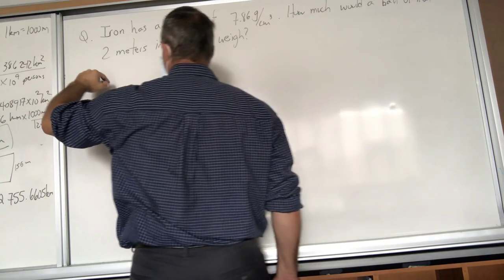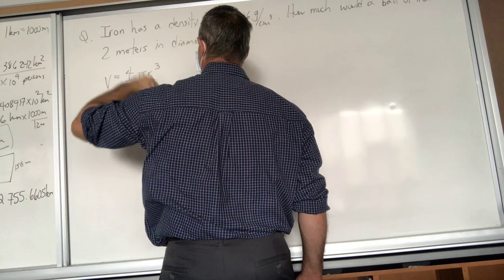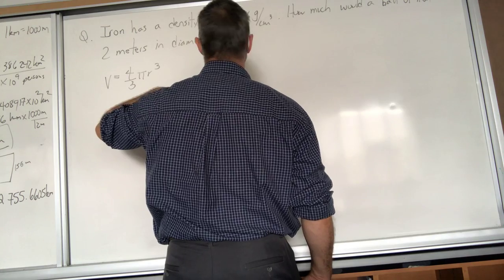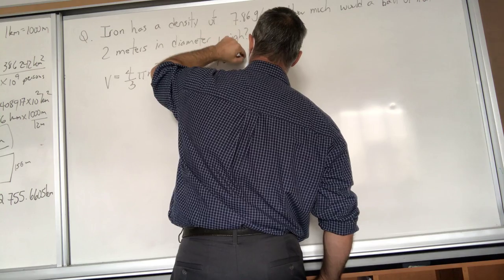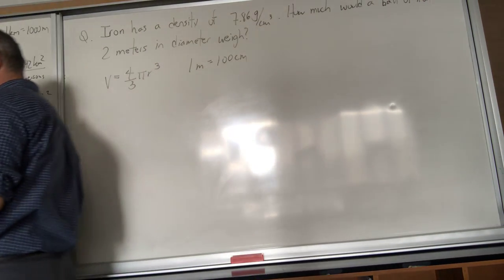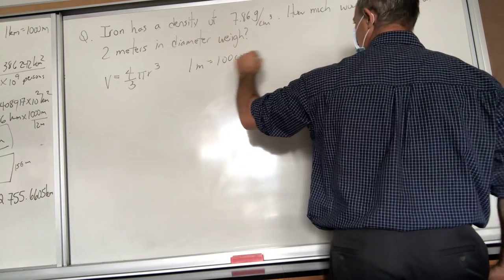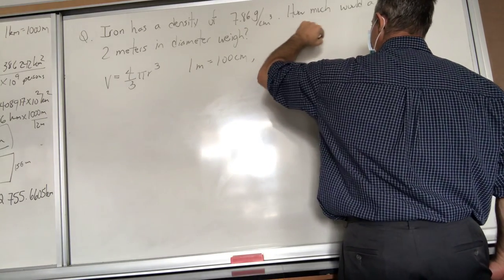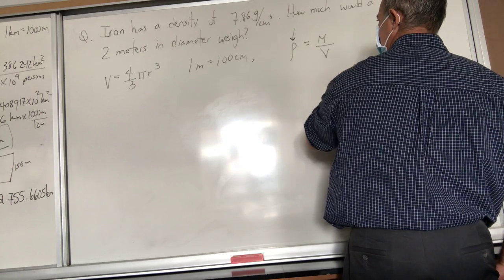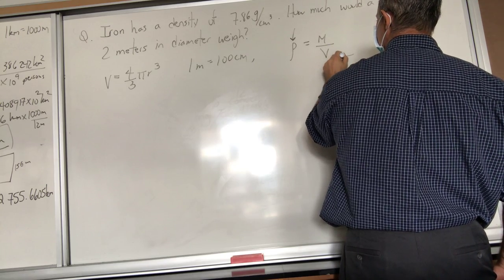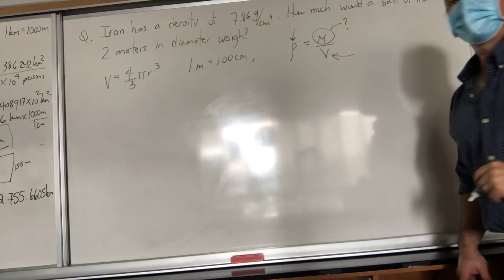Okay, remember, the volume of a sphere is 4 over 3 pi r cubed, and 1 meter equals 100 centimeters. That's what you need to solve this. And you also need your density equation. Density equals mass over volume. So I've given you this, and I've given you the information necessary to calculate this. I'm asking you for that. Okay? So I've given you a hint.